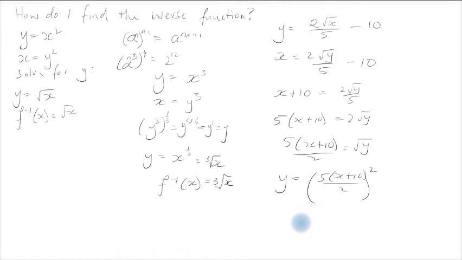Now if I want to, I can neaten that up a little bit. That's 5 squared is 25, times (x plus 10) squared, and over 2 squared is 4. So there we go. Or I can finish up by writing the inverse function is therefore equal to 25 times (x plus 10) squared over 4. And I'm done. I have written algebraically the inverse function.